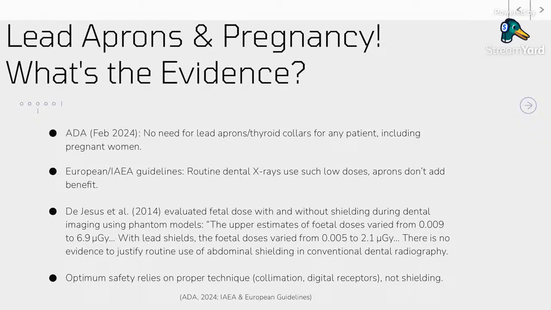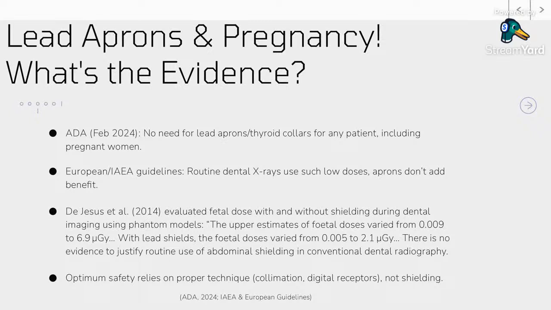The second one is from the European guidelines. The European Dental Radiology Guidelines state that there is no need for a lead apron in routine dental imaging, even for pregnant women. The IAEA notes that fetal and breast doses from dental X-rays are extremely low, typically less than 10, making aprons largely unnecessary. See, your exposure is completely towards the oral cavity, not towards the fetus.